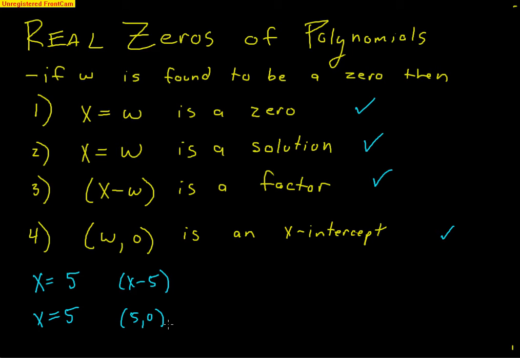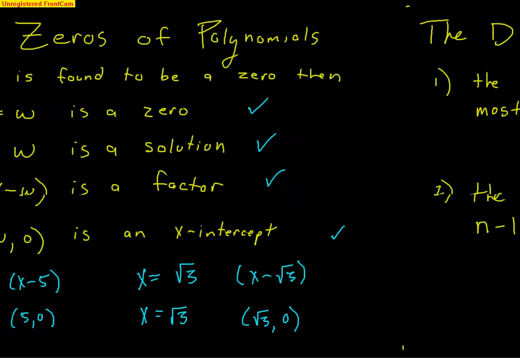So knowing that we have a zero tells us an awful lot. Let's do one more. If x equals radical 3 is a zero, then x equals radical 3 is a solution, x minus radical 3 is a factor, and (radical 3, 0) is an x-intercept of the graph. We did learn that square roots always come in pairs, so if the square root of 3 is a zero, then you automatically know negative square root of 3 is another zero.